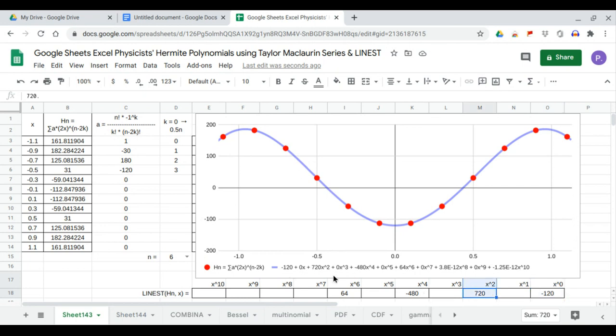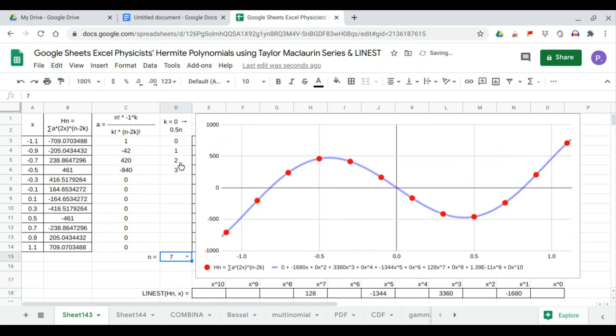plus 720x squared minus 480x to the fourth plus 64x to the sixth. At n equals 7, Hermite polynomial is equal to minus 1680x plus 3360x cubed minus 1344x to the fifth plus 128x to the seventh.